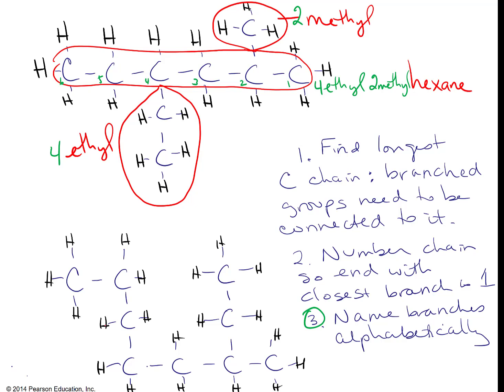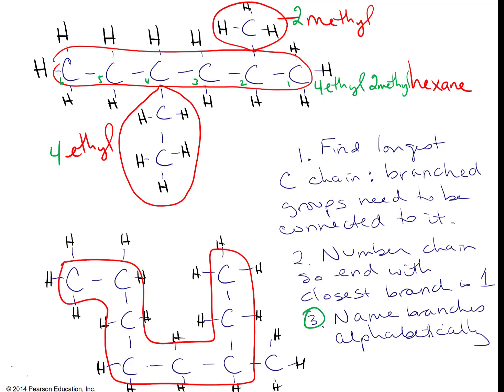So follow the chain. It does not have to be in a straight line. Just can't go down a dead end. Correct. If it goes down a dead end and it's still longest, you're good. So I had some people say this, but that's only 7. Can you see that if I come down and up, that's 8. Get your longest carbon chain because it's always going to make it easier to name.